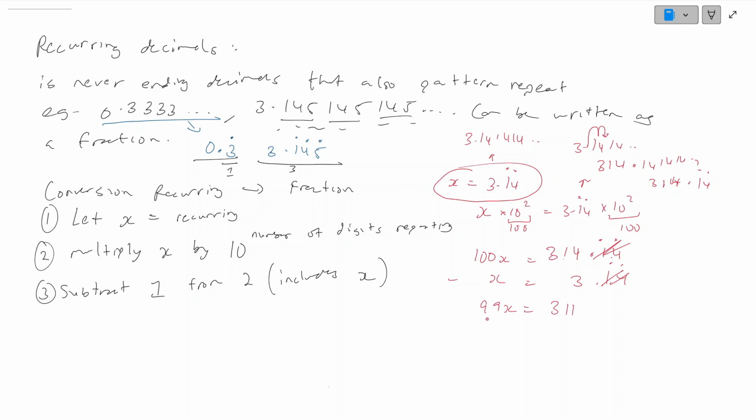Then what you would do is, remember, we want to find what our x is really in fractional terms, because our x is what our recurring decimal is. Now we want that in terms of a fraction. So we will divide by 99 here, and we'll divide by 99 here, and our fraction to represent 3.14 recurring is going to be 311 over 99.